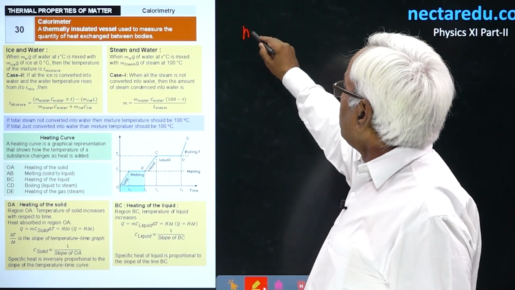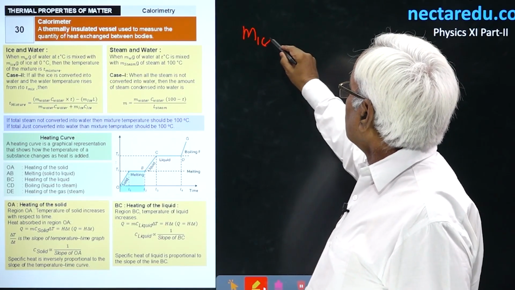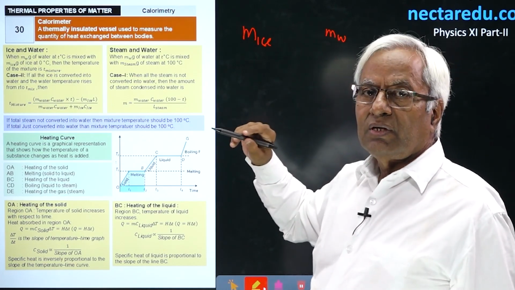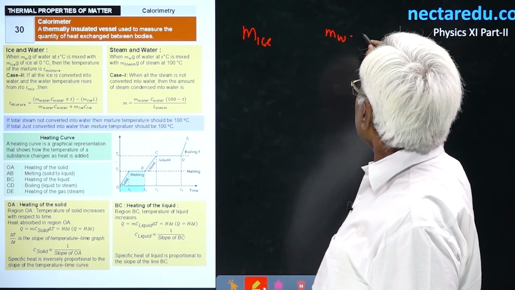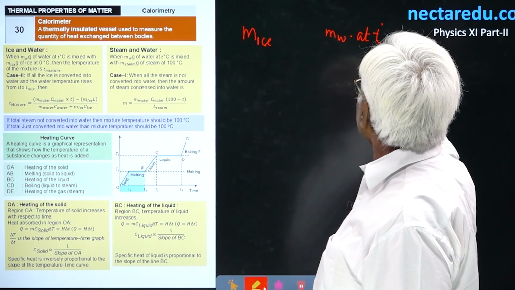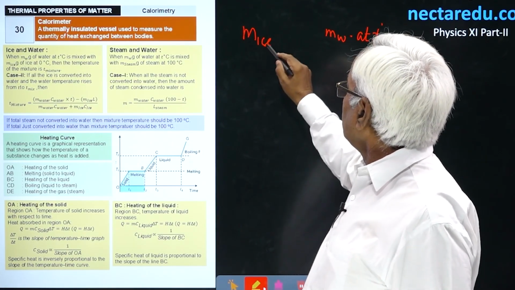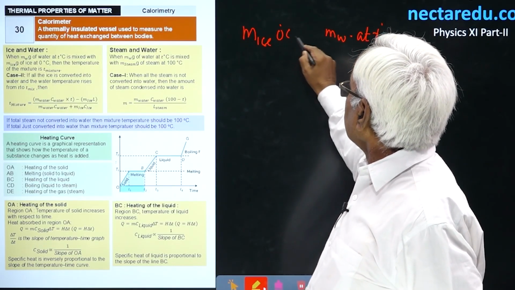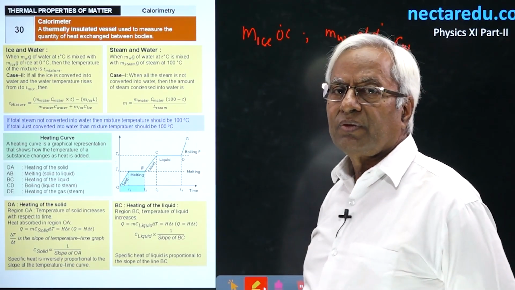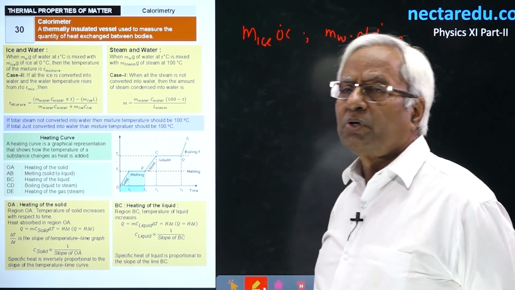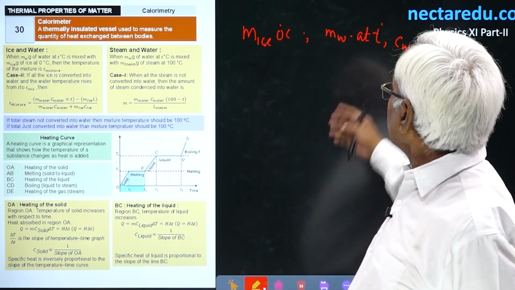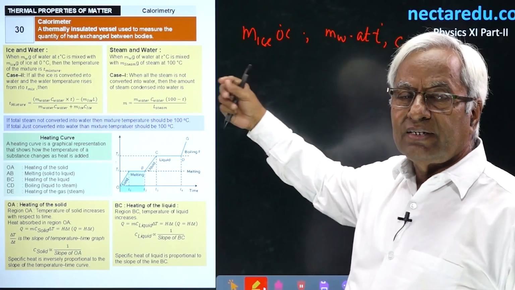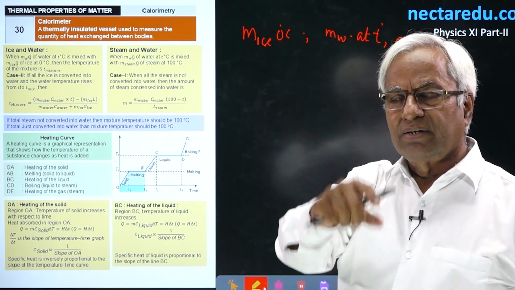Suppose M ice and M water are their masses. Water at temperature T degrees Celsius, having a specific heat Cw, is mixed with M ice that is at 0 degree Celsius. Then two possibilities are there. You see, water is hot, ice is at 0, no doubt. Then water will release the heat and ice will melt. Ice is likely to melt.